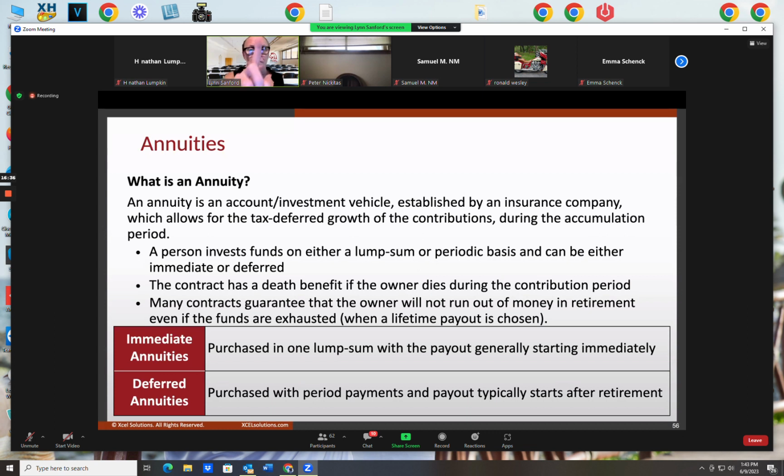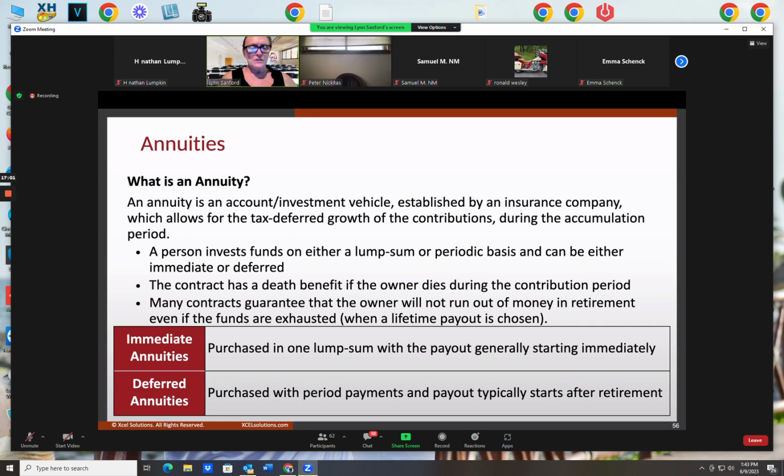It's the only vehicle that can guarantee you an income stream for life. No stock can do that. No bond can do that. No piece of real estate property can do that. No rental piece of property can do that. Nothing can guarantee you an income stream for the rest of your life. The only vehicle that can do that is an annuity. So it satisfies a very particular niche in a person's financial portfolio.